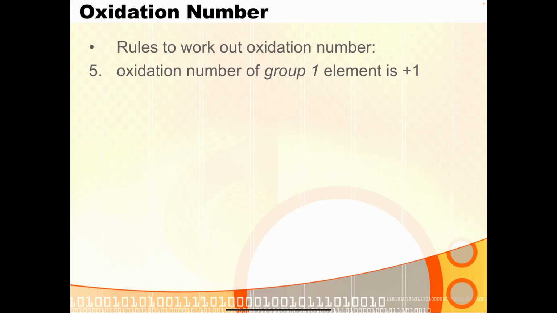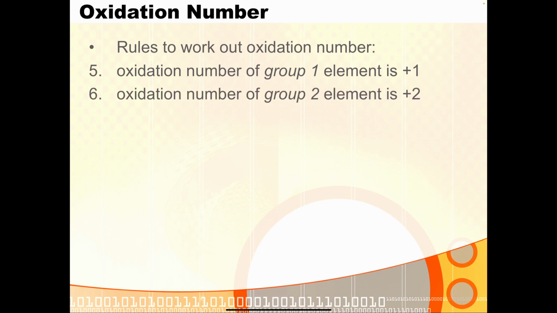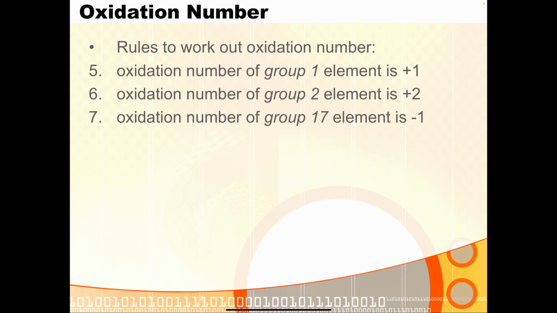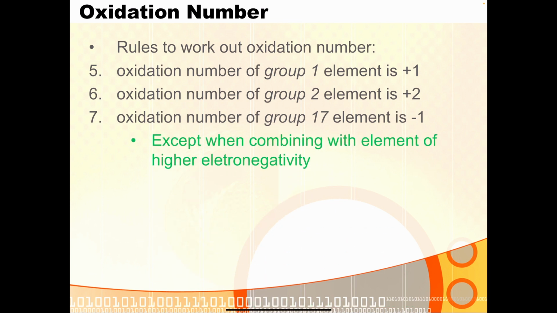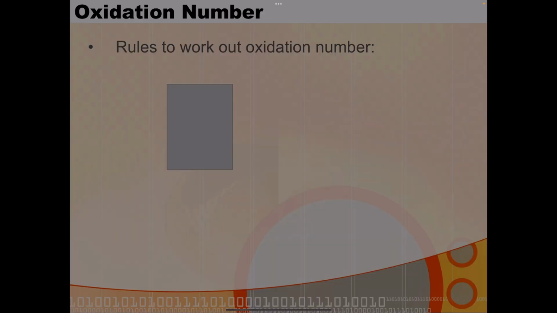Rule number 5: the oxidation number of a group 1 element is plus 1. The oxidation number of a group 2 element is plus 2. The oxidation number of a group 17 element is minus 1, except when combining with an element of higher electronegativity. For example, ICl, that is iodine chloride. Here iodine is less electronegative and chlorine is more electronegative. So iodine will have a positive 1, whereas chlorine will have negative 1.